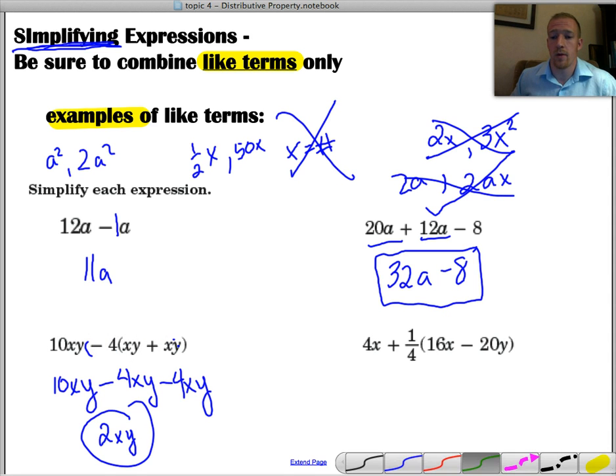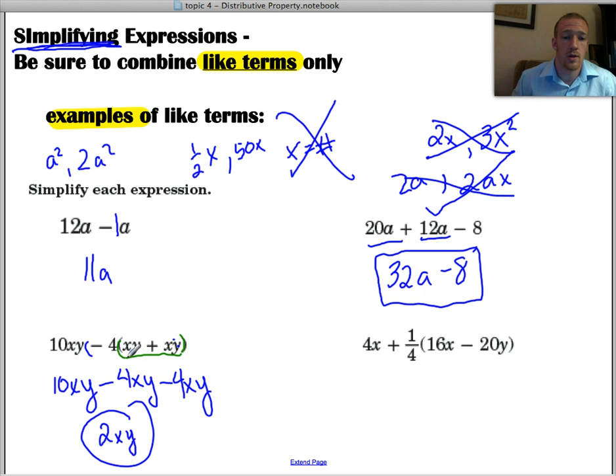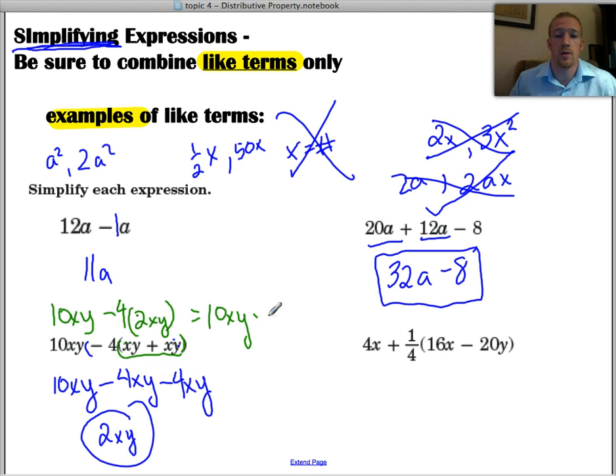All right, I could have done this more easily if I had been cleverer and combined these first since they're in the parentheses. So xy plus xy is 2xy, and that's a 10xy minus 2xy, or 4 times this. So that's 10xy minus -4 times 2 is -8xy, and gives me 2xy.